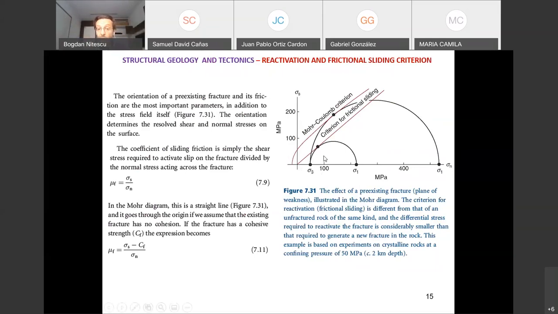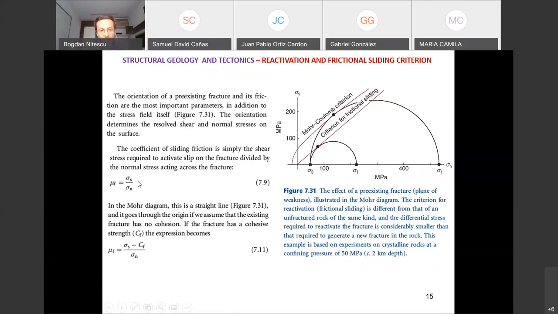Now, once you have that plane and other planes, fractures in the rock, then all you have to do is to have a plane which obviously should be favorably oriented so that sliding will occur. So the criterion for frictional sliding puts a lower bar than the Mohr criterion. So if you have a pre-existing fracture oriented at this angle, let's say 60 degrees relative to sigma 3, the rock will slide along that fracture. It will not develop a fracture. This is what will happen. So this is a criterion for frictional sliding.